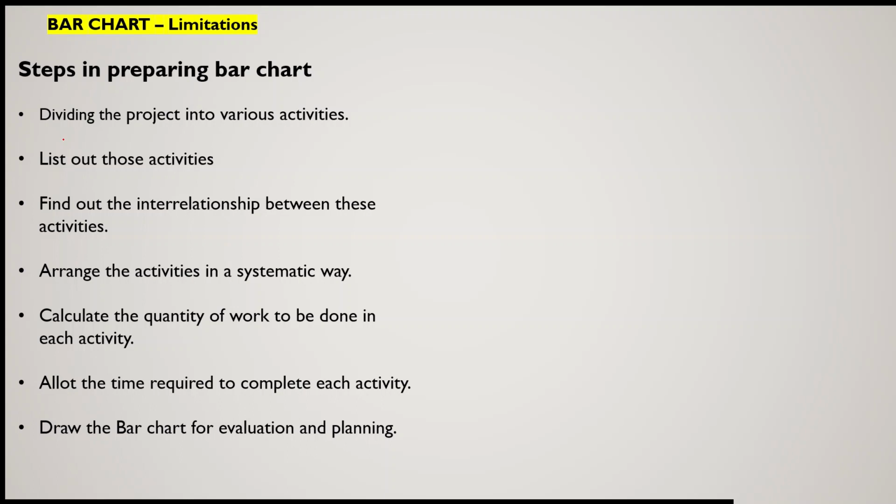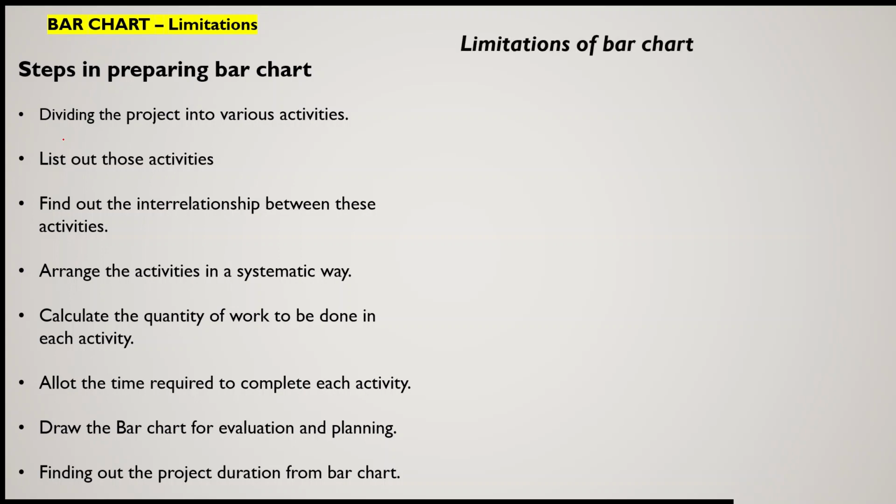so that we can evaluate all the activities as well as the execution of the project, completion of the project, duration of the project, all these types of information which we can work out from the bar chart available with us. Then finding out the project duration from this bar chart. Now there are some limitations of the bar chart, due to which we have to switch over to another type of method, that is CPM or PERT.